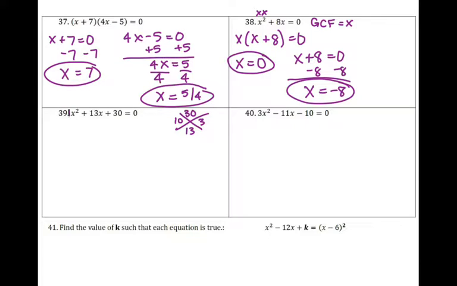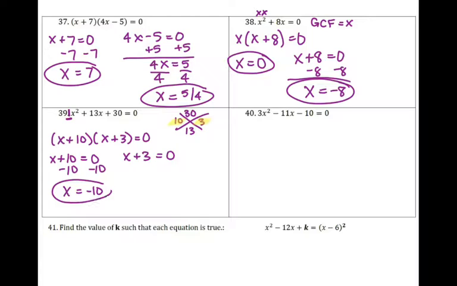Since my a is 1, I can go ahead and use these two terms in my factors right away. You do not have to factor by grouping. It's a little shortcut, but it only works when a is 1. Sometimes a is not 1, like you can see with number 40. But from here, zero product property tells me I can set each factor equal to 0 and solve.